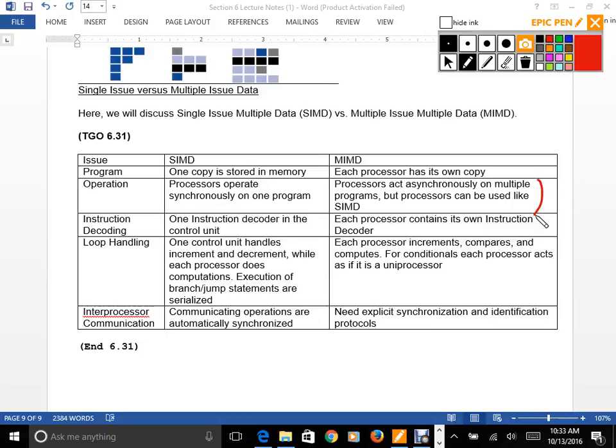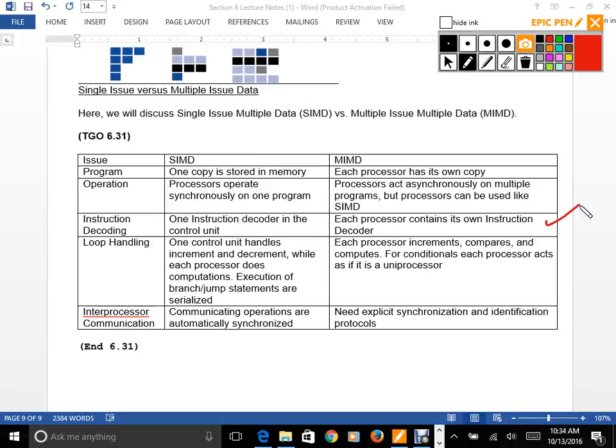So the instruction decoding: 1 instruction decoder in the control unit, just like you have in MIPS. And then in multiple issue multiple data, each processor contains its own instruction decoder. That means each one contains its own instruction memory. So each processor is going to have its own instruction memory, data memory, and controller.